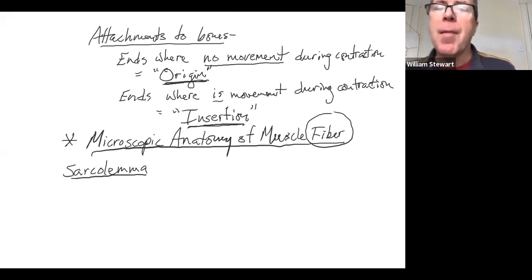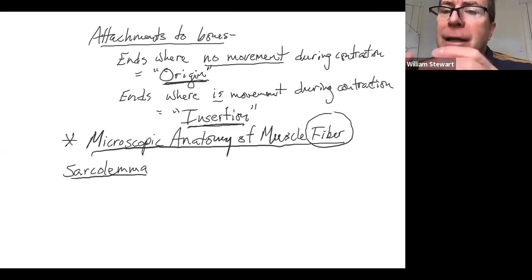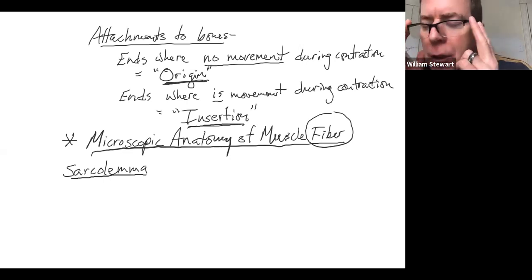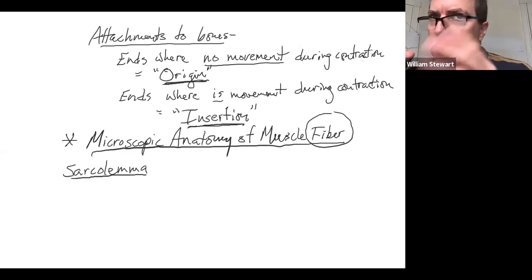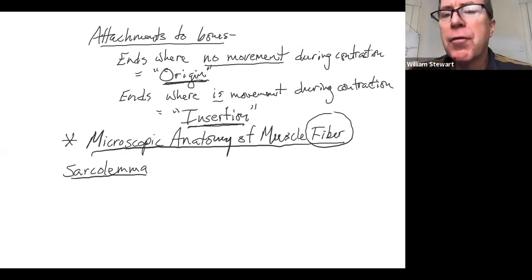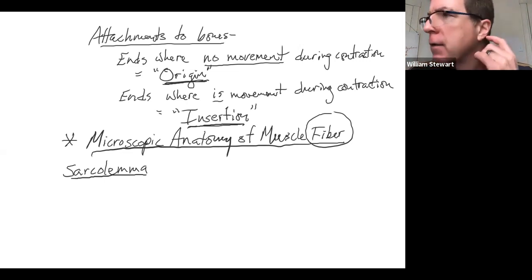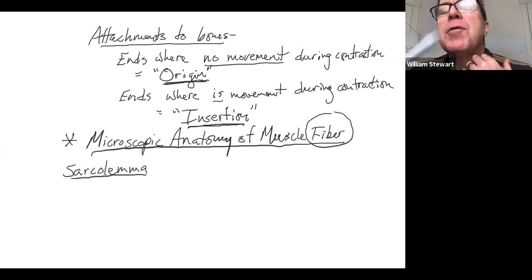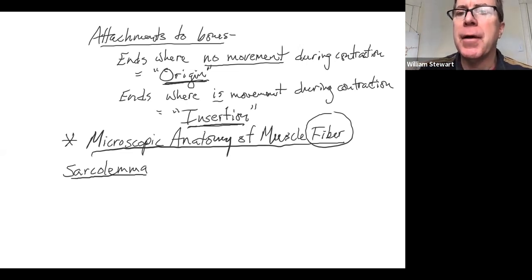The word sarcolemma just means the plasma membrane of an individual muscle fiber. So you know that a muscle fiber is just a cell, so it's just the plasma membrane of the cell. So going back to our first page, the endomysium, that delicate connective tissue that wraps around an individual muscle fiber, would be on the outside of the sarcolemma. This is the plasma membrane of an individual fiber or cell.